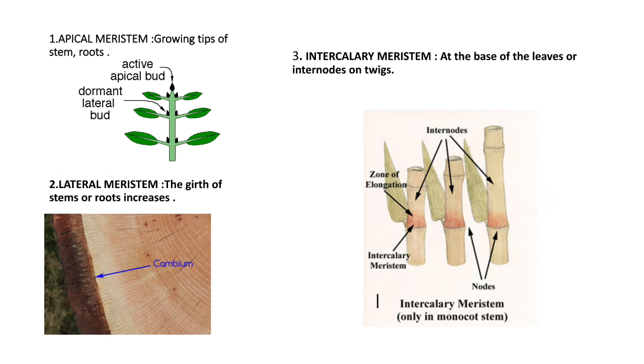So children, this slide shows different positions of the different types of meristematic cells. In each diagram, you can see the first one is apical meristem. It is present on the growing tips of root and stem. An active apical bud is there. If you cut this apical meristem, you will find lots of lateral branches.